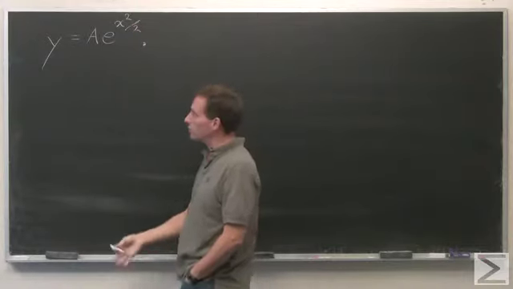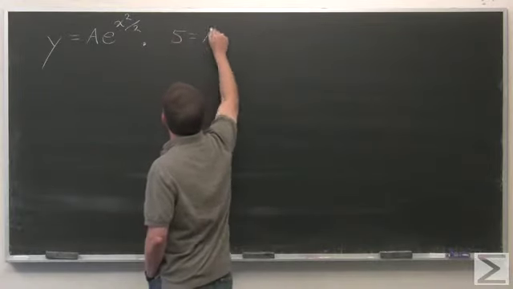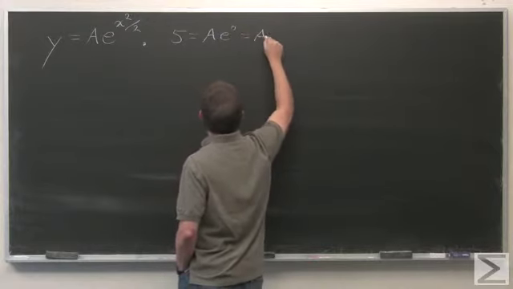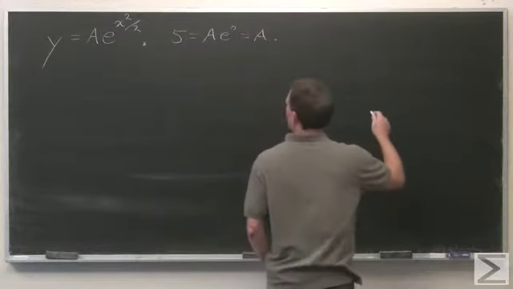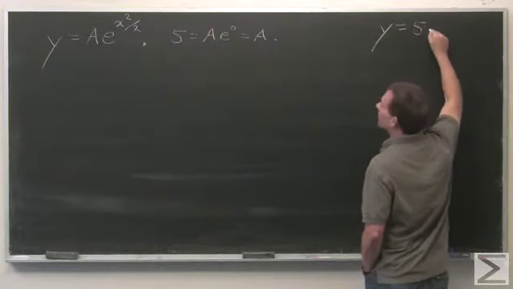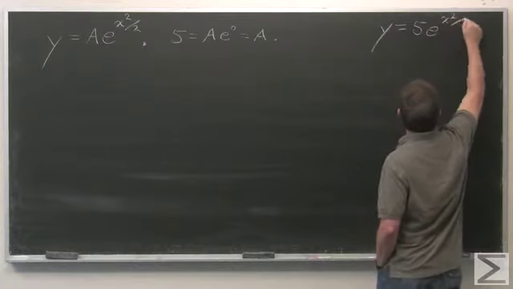Now you plug in your initial data that when x is 0, y is 5. And you get 5 equals a e to the 0. E to the 0 is 1, so you get a is 5. And then we have our nice closed form of the solution, the unique solution to that initial value problem, y equals 5 e to the x squared over 2.